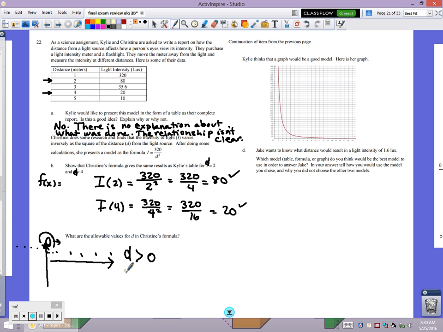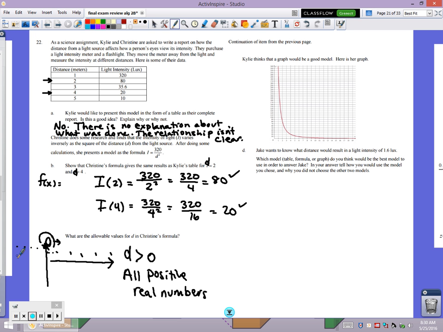Another idea is to say all positive real numbers. The other thing we want to consider is even if we were back here behind, distance, we always talk about distance as being positive. Okay.